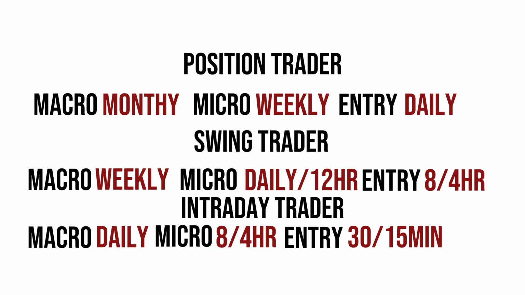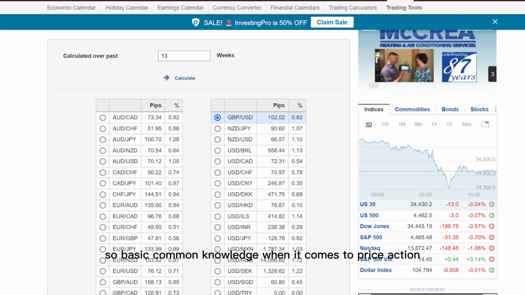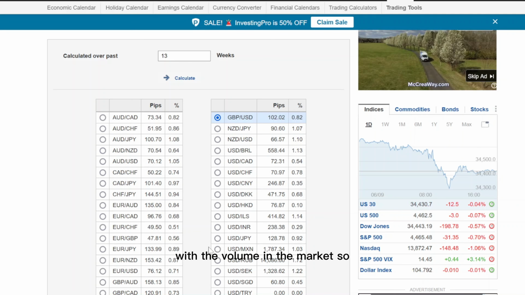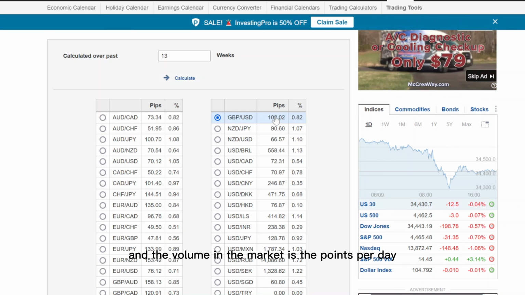entry/confirmation. So basic common knowledge when it comes to price action is that your time frame is directly correlated with the volume in the market. And the volume in the market is the points per day.